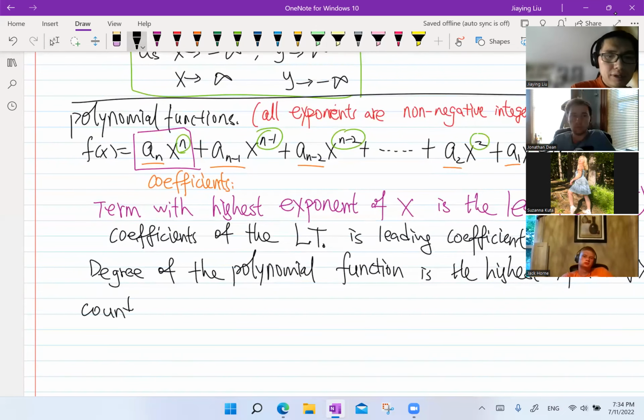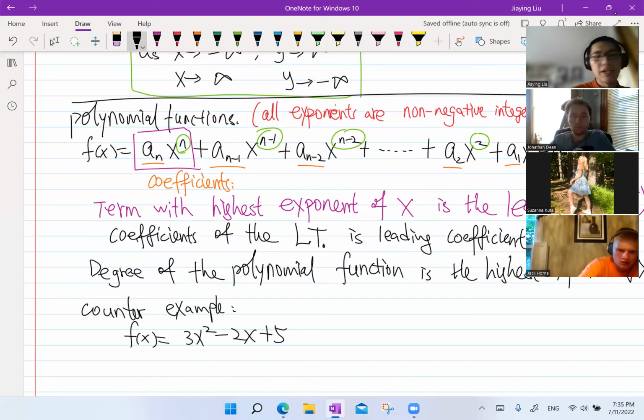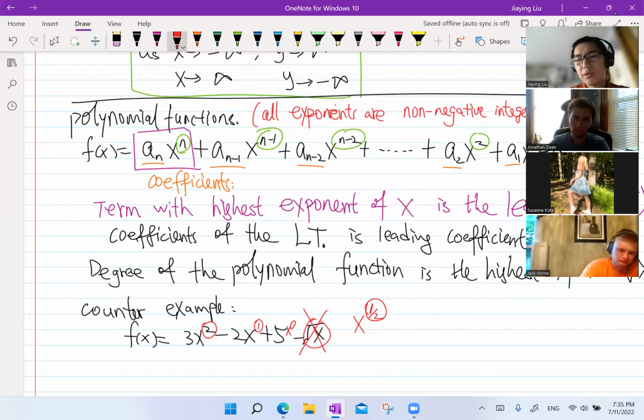All right, a counterexample. For example, if I have f of x equals, let's say, 3x squared minus 2x plus 5, that's all looking good. But if I say minus square root of x, for example, this is not going to be okay, because if we look at the exponents of all the terms, this one has exponent 2, so that's fine, a non-negative integer. This one has the exponent 1, which again is a non-negative integer. And the 5 has the exponent 0, which is okay, 0 is fine. But then the square root of x is going to give us a problem, because that gives us an exponent of one half, which is not an integer. So it's not a polynomial function.